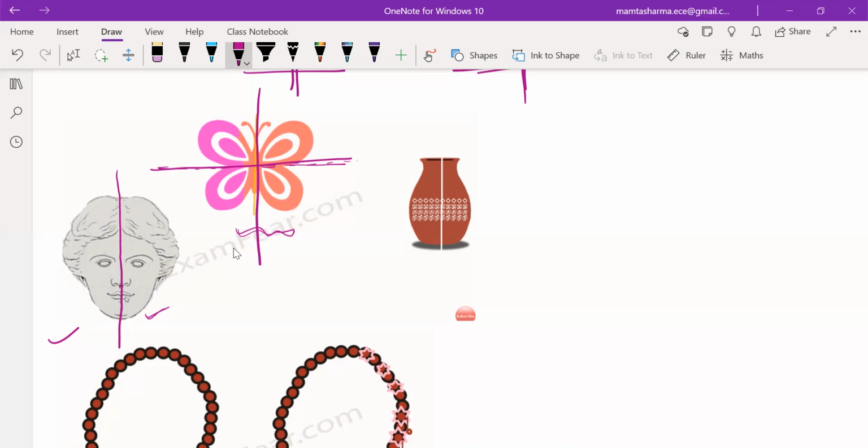Now you could see this, there is a vase. If I draw a vertical line, it will divide the vase into two equal parts. Now can you tell me how can I draw this line of symmetry horizontally? No, ma'am, it will not be a symmetry. So the line of symmetry should be such that it divides the figure into two equal half parts or mirror images of the figure.